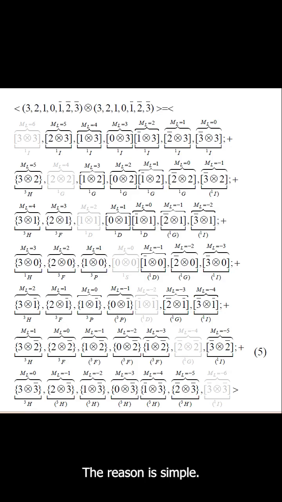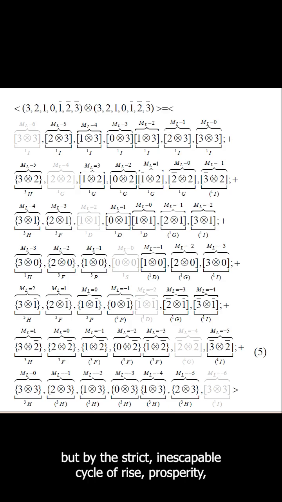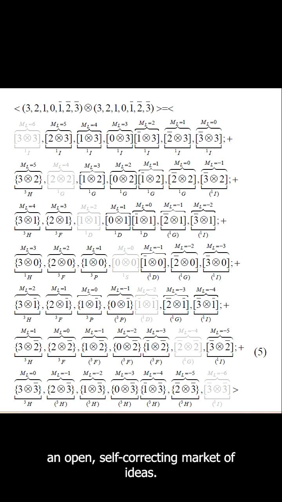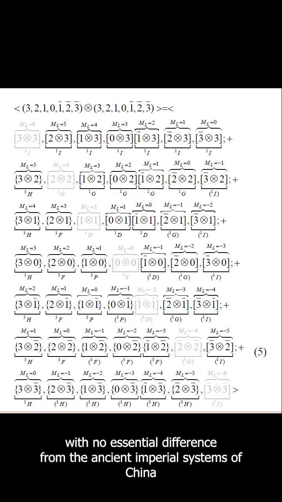The reason is simple: centralized monopolies are governed not by linear progress, but by the strict, inescapable cycle of rise, prosperity, bureaucratic corruption, and final collapse. The modern scientific peer review guild is not an open, self-correcting market of ideas. It is a highly centralized, top-down bureaucratic monopoly, with no essential difference from the ancient imperial systems of China.